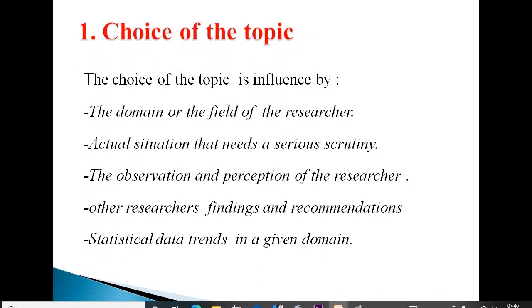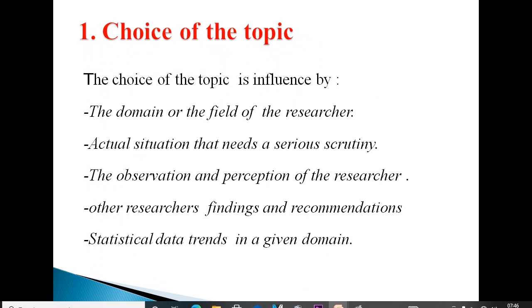This can push researchers to try to find a solution to that particular problem and carry out scientific research on that particular disease in order to contain the outbreak. Number three, there is the observation and the perception of the researcher. According to his observation and perception, he can feel the need to carry out research.